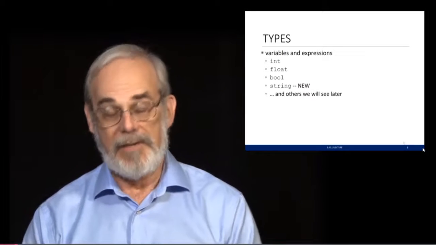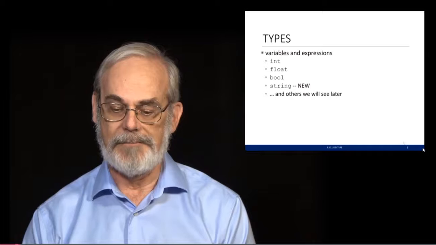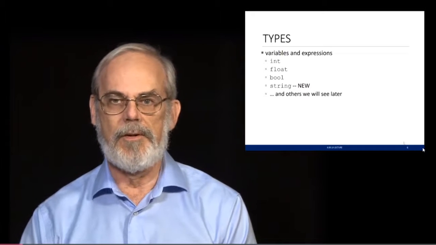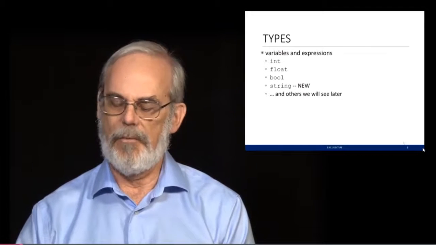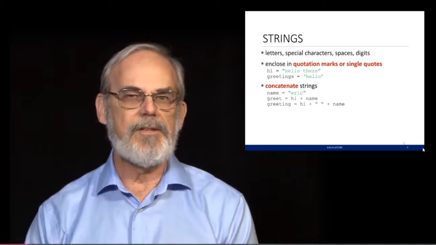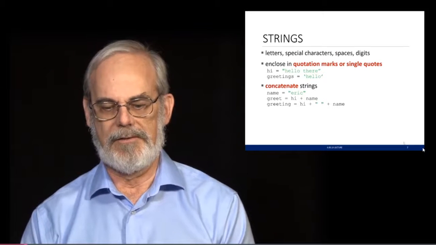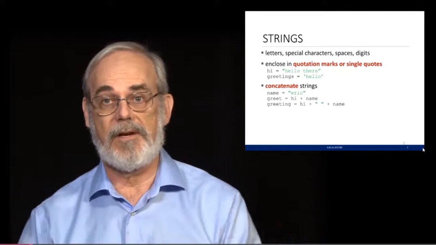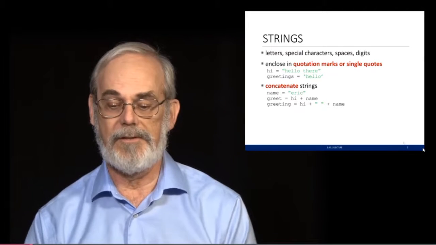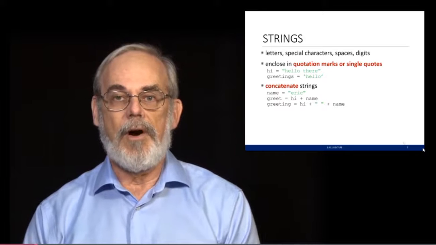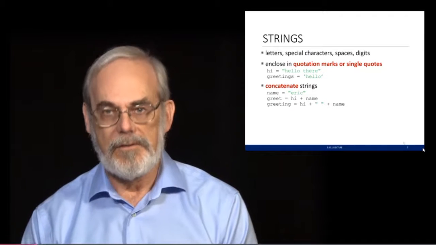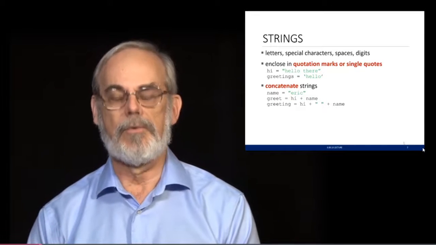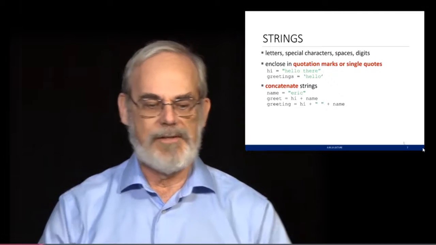The last thing, or the next thing rather, we're going to add in is a string. We'll see a few others as we go along, but strings are going to be valuable to us. And what's a string? A string is simply a sequence of characters. Letters, special characters, could be spaces, could actually be sequences of characters put together into words, put together into sentences. And those are all contained within either double quotation marks or single quotes. Let me show you some examples.